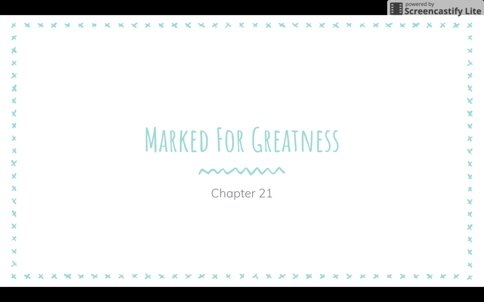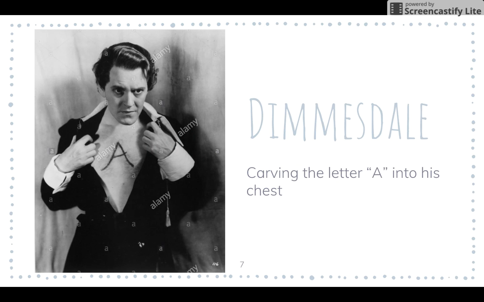The next chapter I did is Marked for Greatness, chapter 21. This one has to do with physical markings. So Dimmesdale carved the letter A into his chest. It's a physical manifestation of his feelings. It's his atonement for his sins.